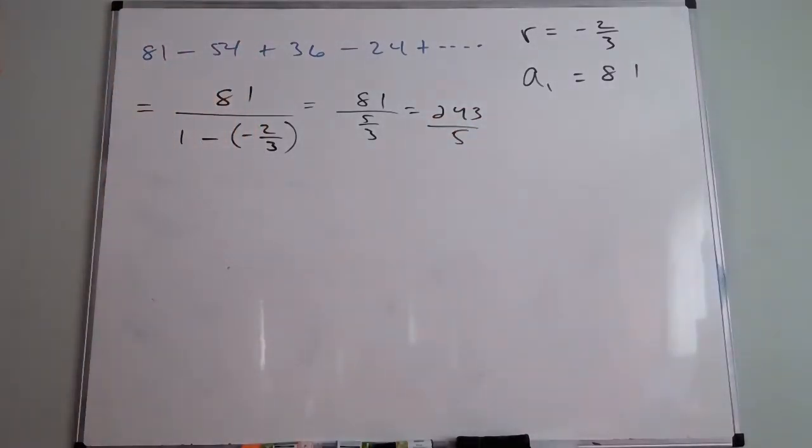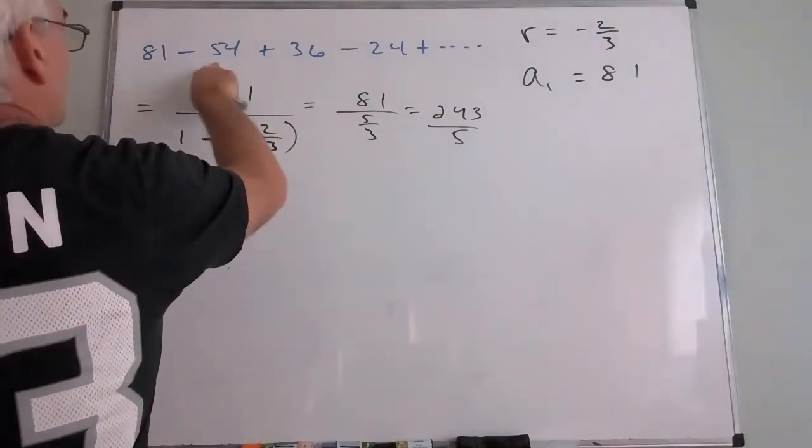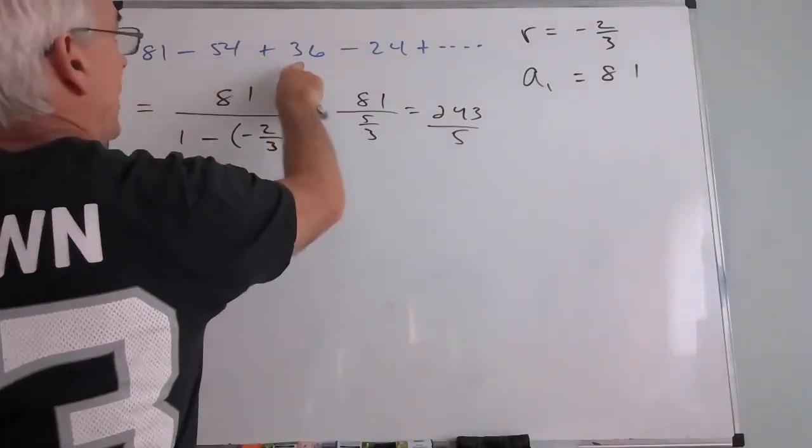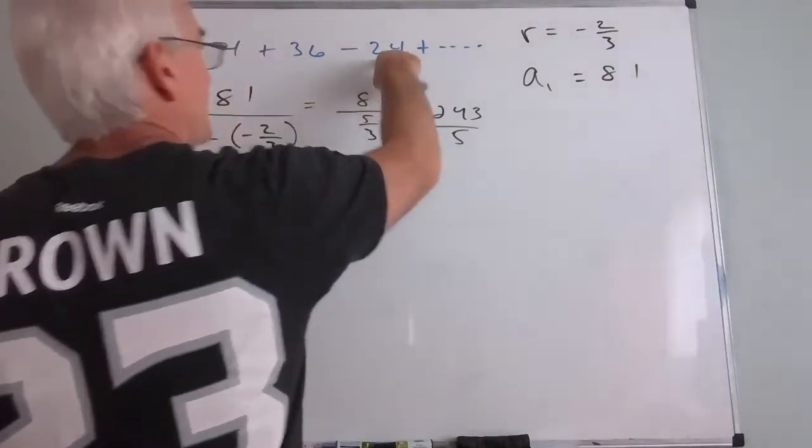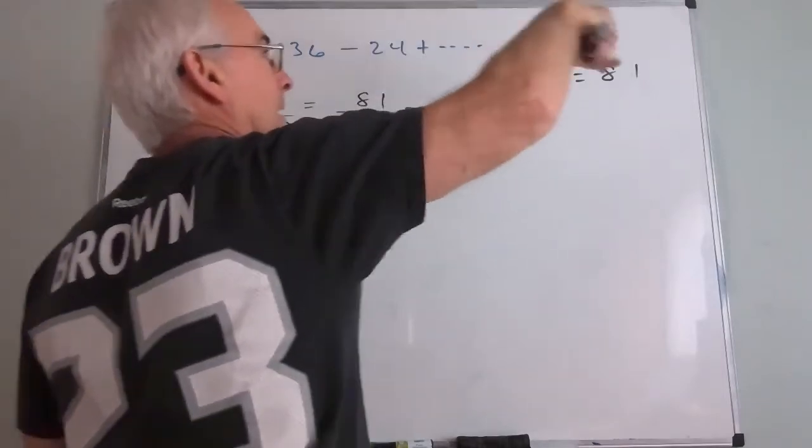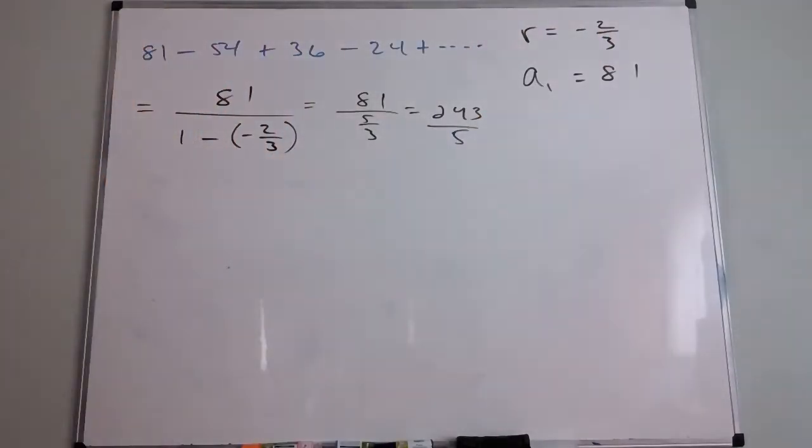And that's my answer. Well, if I did 81 minus 54, that's 27. And now I add this, now I'm up to 63. Now I subtract this, now I'm down to 39, right? I'm gonna eventually hone in on something that looks like that. But this was much easier than trying to add pieces.